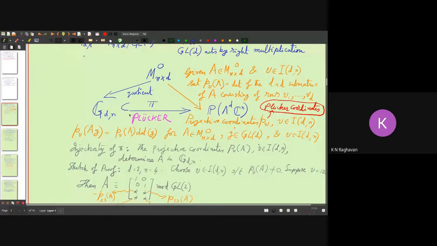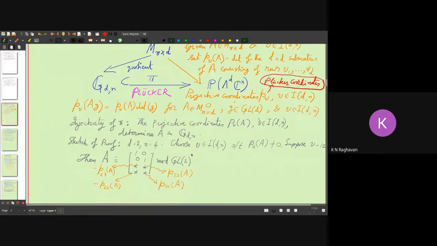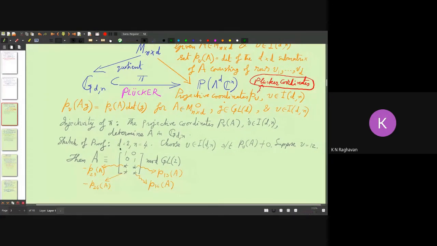And why is this injective? I claim the projective coordinates determine the matrix A as an element of G_{D,N}, maybe not as an element of this space, but as an element of G_{D,N}, it's determined. So here is a proof. This is elementary, and this is a sketch of proof. Let's say, fix D equal to 2 and N equal to 4. What I have to show is that the image here in the projective space determines the element.